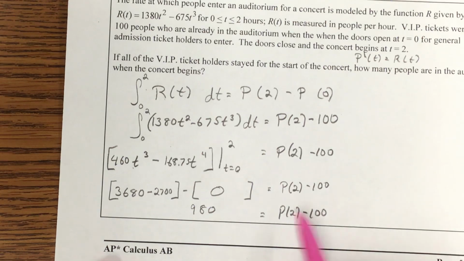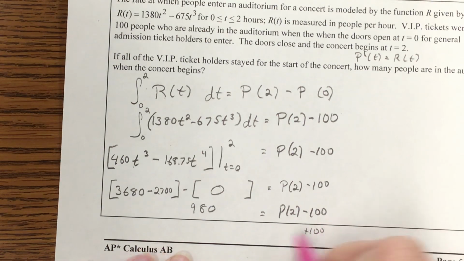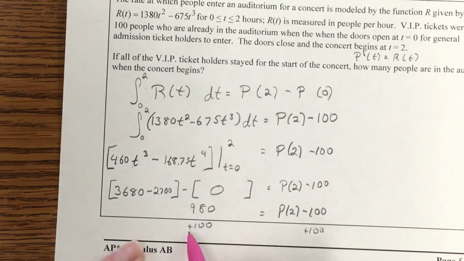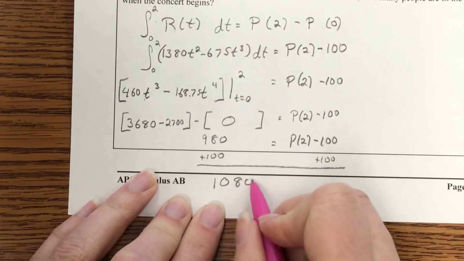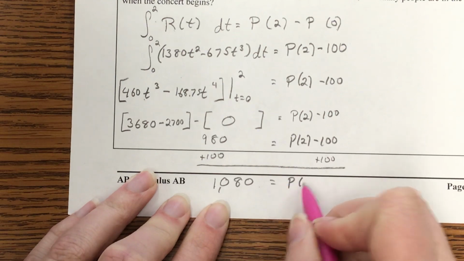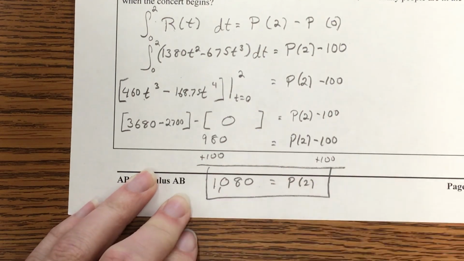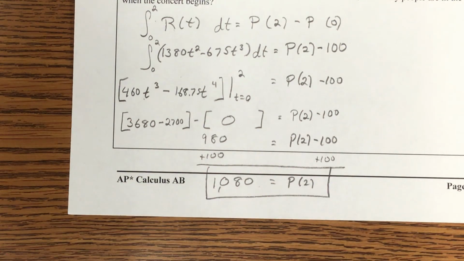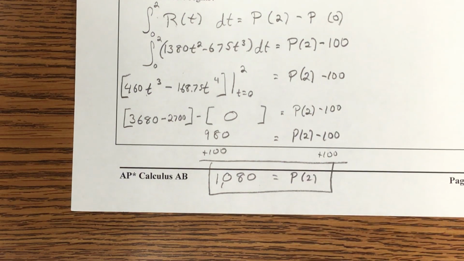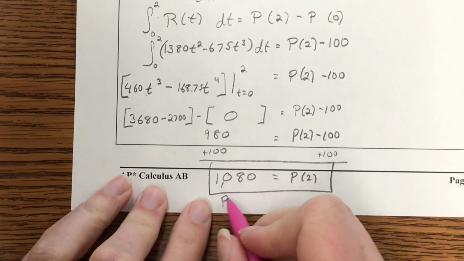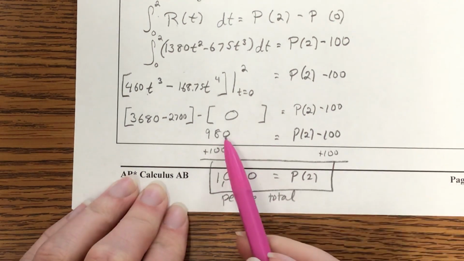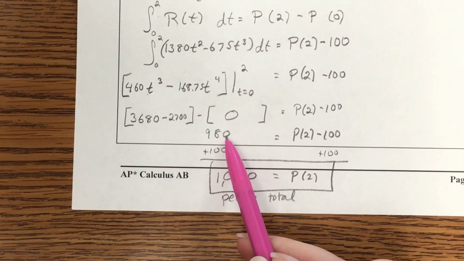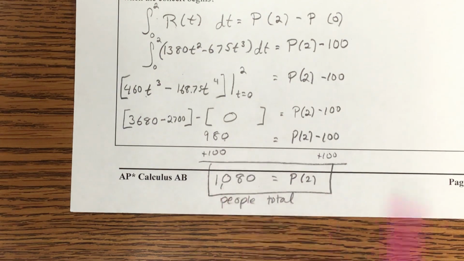Then to get p of 2 by itself, we're going to add 100 to both sides, and we get 1,080 people is the number of people in the auditorium at the end of 2 hours. Yay, people! The 980 is how many people showed up in between those 2 times. 100 is the people who were already there. Yay.